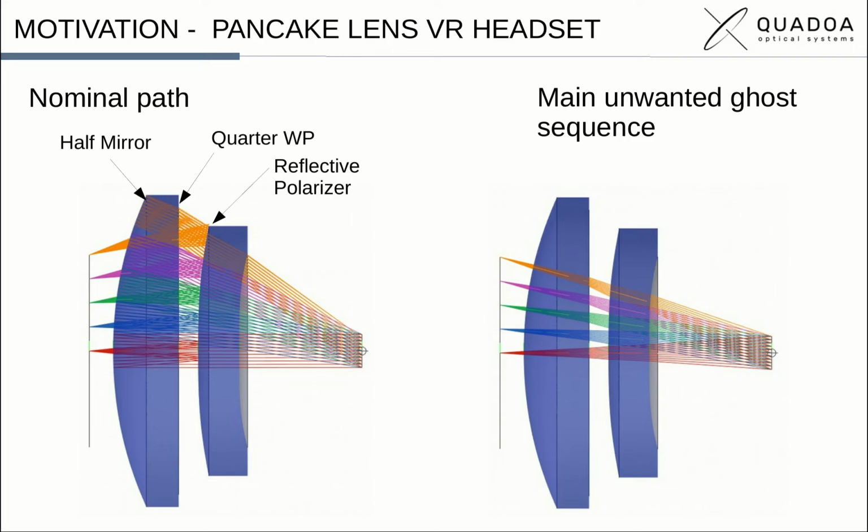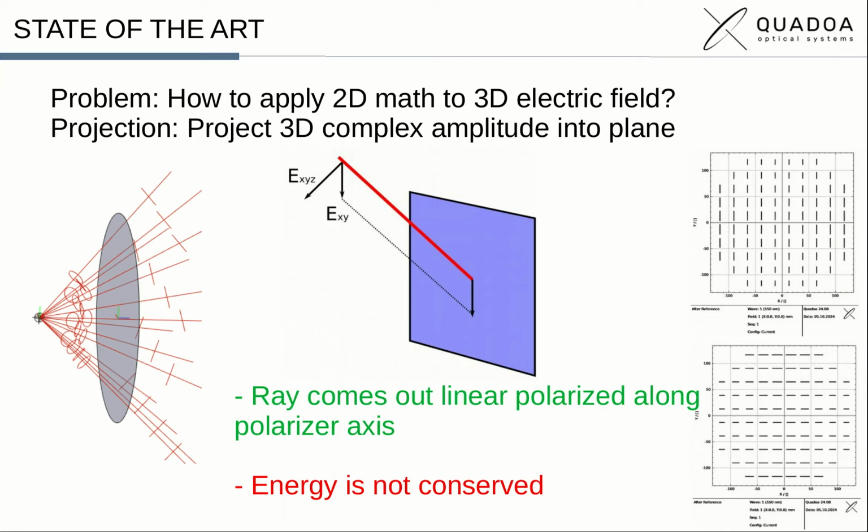The difficulty in modeling this arises from the fact that the rays are tilted in respect to the surface coordinate systems, and therefore we cannot directly apply the Jones matrix to the rays, but we need to somehow convert the ray to the surface coordinate system. Unfortunately, there isn't a single ideal method on how to apply this coordinate transformation. Therefore, in Quadoa, you can choose between different options.